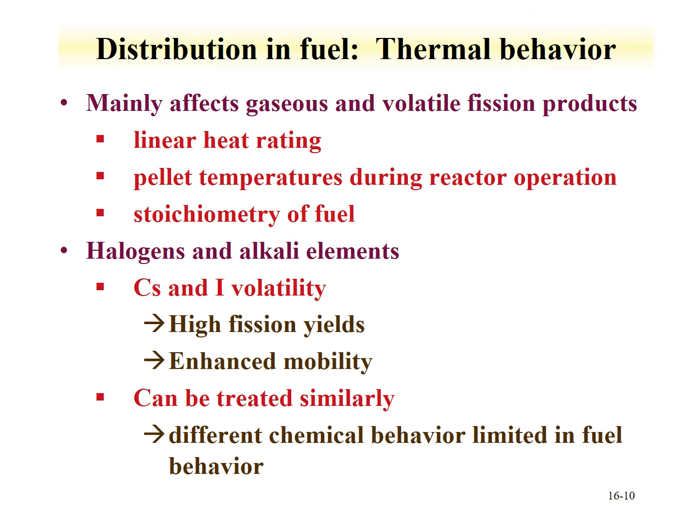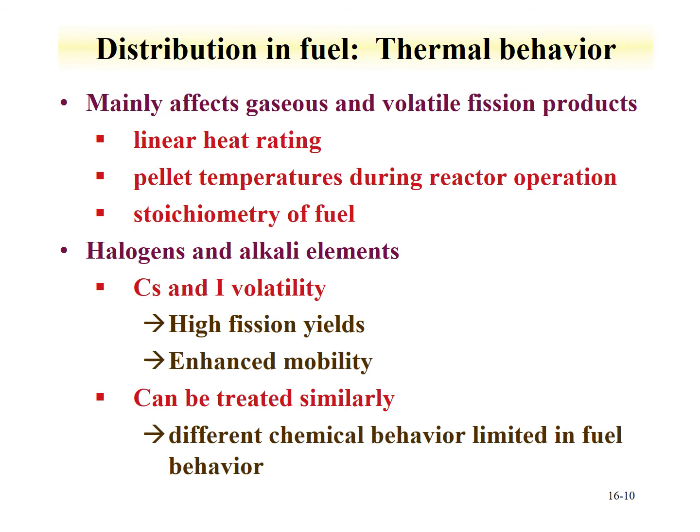So we'll explore this thermal behavior and distribution in a little bit more detail. And the thermal behavior is mainly going to affect gaseous and volatile fission products. As we showed previously, the neodymium and zirconium, which we would not expect to be volatile, aren't influenced as much as these gaseous and volatile fission product species. One of the things that we can understand is pellet temperatures during the reactor operation will influence the behavior of these materials, and also the stoichiometry of the fuel, the role of oxygen in the fuel. If it's UO2+x, what x is exactly will have an influence on this volatile behavior.